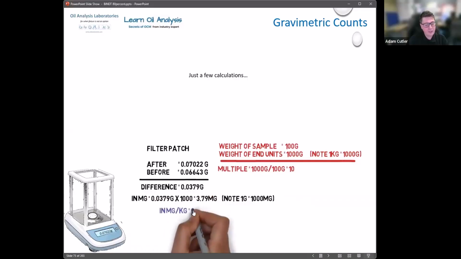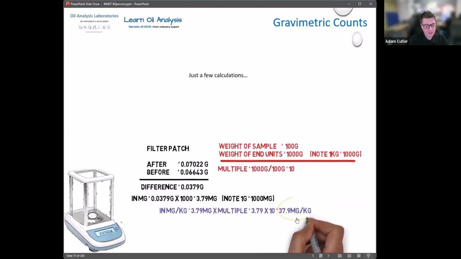Okay, so you can see we've got 3.79 milligrams per kilogram, or 37 milligrams per kilogram when you multiply it up to the scale of what you put through.